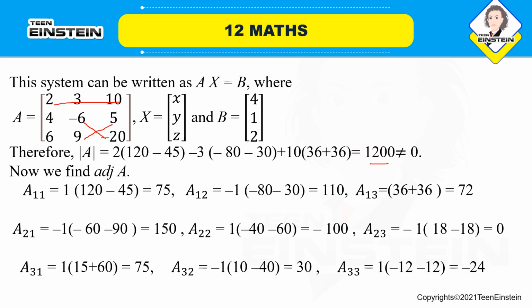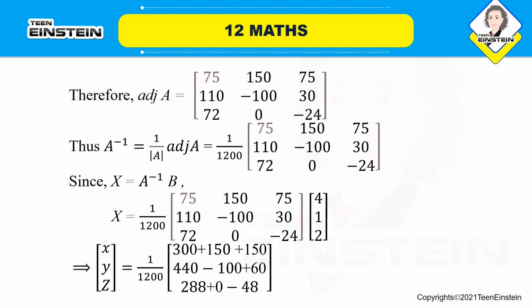Cofactor of small a32 is capital A32. It is minus 1 into 10 minus 40. So it is 30. And cofactor of small a33 is capital A33. It is 1 into minus 12 minus 12, minus 24. Therefore, adjoint A: the first row is the first column, so 75, 110, 72. The second row will be your second column, so it is 150, minus 100, 0. The third row will be your third column, so it is 75, 30, minus 24.